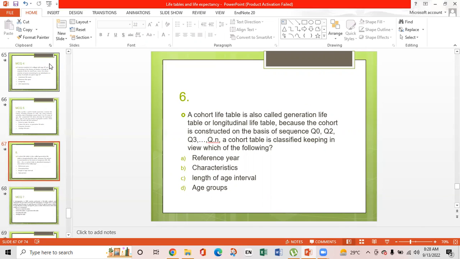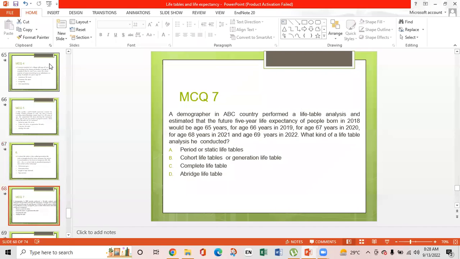C. Reference year. Classified according to reference year. Option A is the right one.